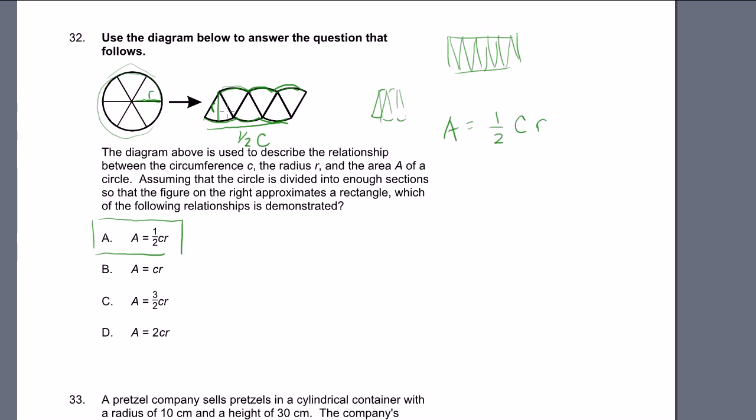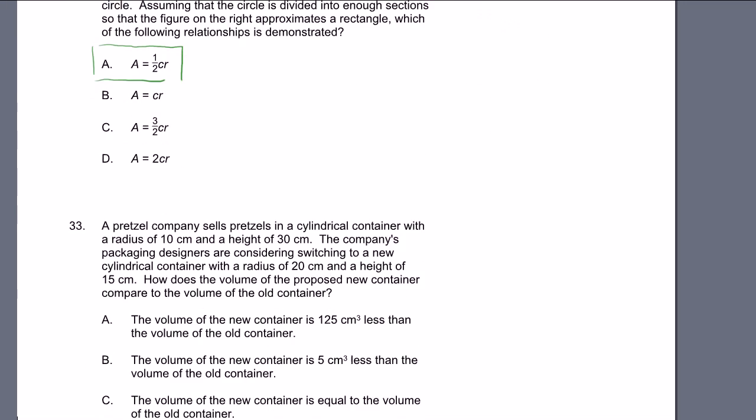Actually, this is a fun exercise. Maybe I'll do a whole video explaining why area is 1/2 the radius times the circumference using this example. Because if you divide it into more and more wedges, this is going to look more and more like a rectangle. I'll leave that for you to experiment with.